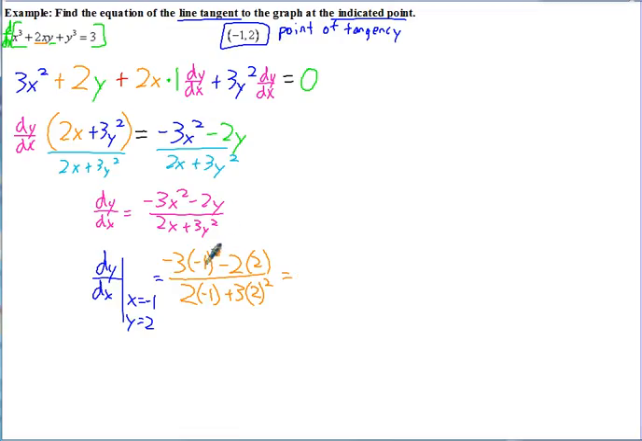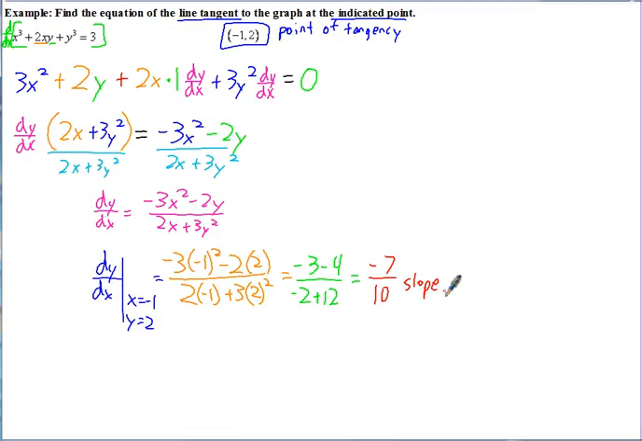Well, -1 squared is 1 times -3 gives you -3. -2 times 2 is -4, over 2 times -1, which is -2. And here we've got 2 squared is 4 times 3 gives you 12. Combine those, -3 minus 4 is -7, over -2 plus 12 gives you 10. So that's the slope of the tangent line.